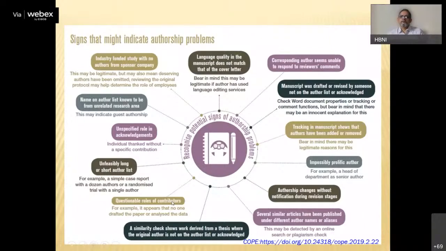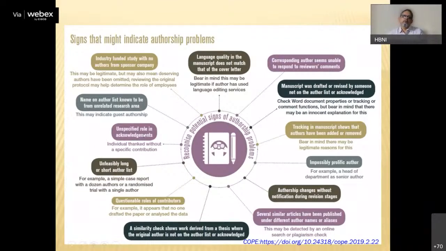So you can see that a particular person in the list may not have contributed or drafted or analyzed the data at all. And so what is the role of that person? An unfeasibly long or short author list. Depending on the context or the manuscript, why should an author list be so long when it need not be so long? Or the other way around, why should it be so short when the work involved is so substantial that it must have more authors?